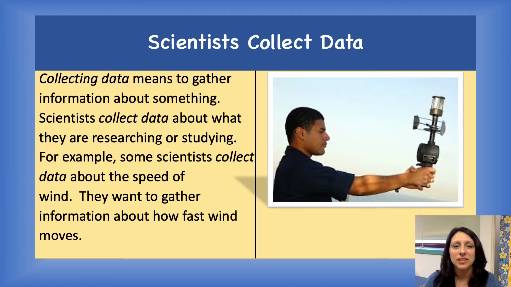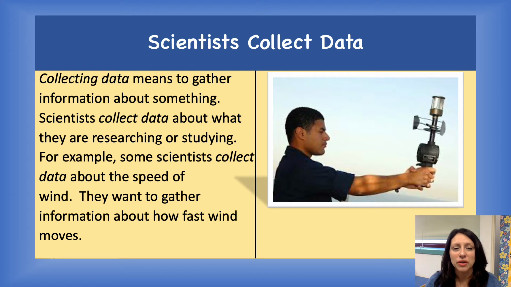One thing scientists do is they collect data. Collecting data means to gather information about something. Scientists collect data about what they're researching or studying. For example, some scientists collect data about the speed of wind. They want to gather information about how fast wind is moving.